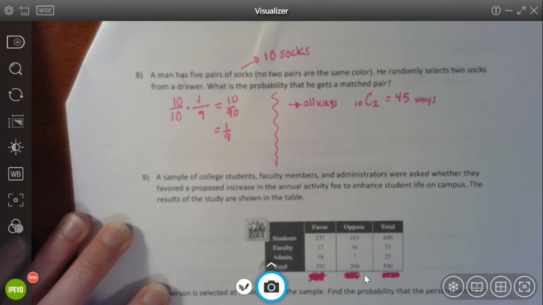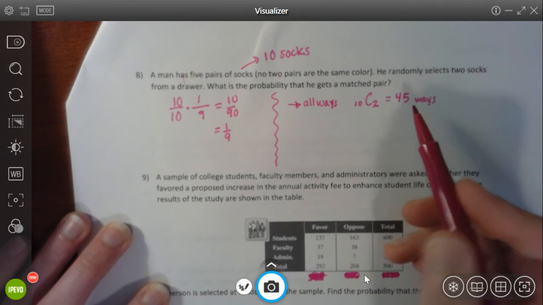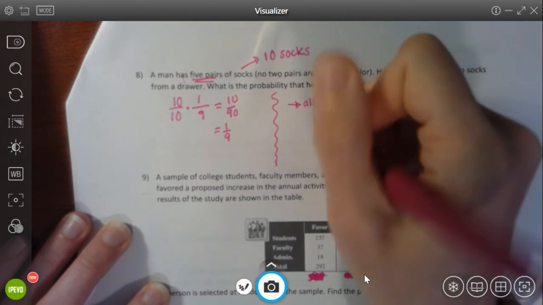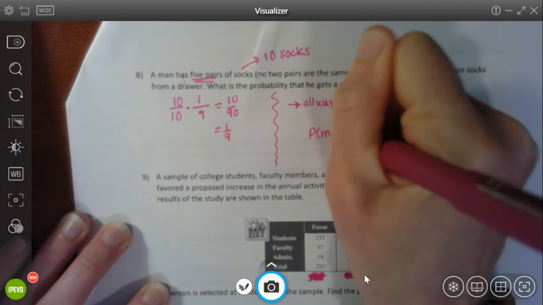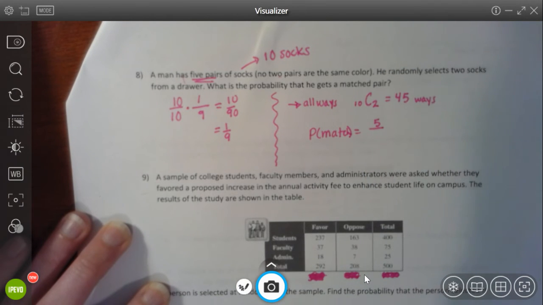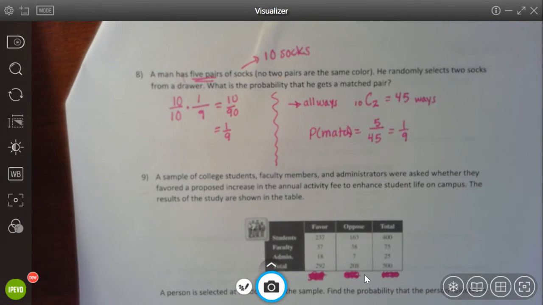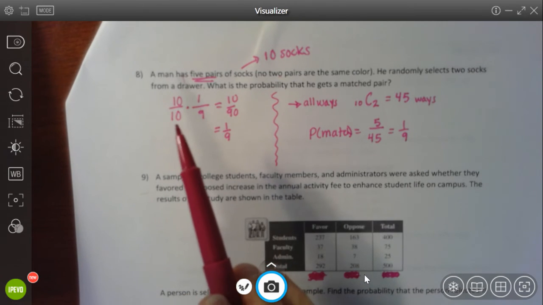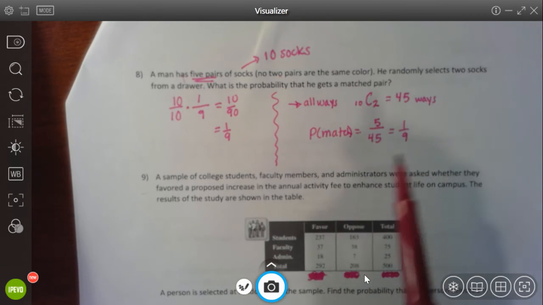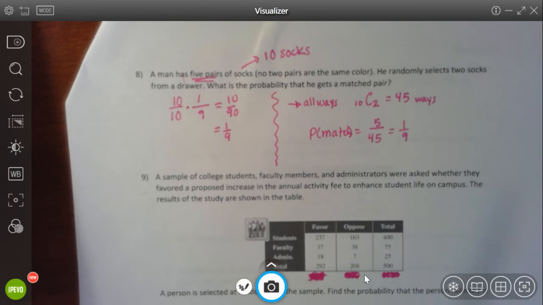But out of those 45 ways, there's only 5 pairs of socks that are actually going to match. So the probability that they match is going to be the 5 ways that actually do match out of the 45 ways that can possibly be made. And if I reduce that, once again, I'll get 1/9. Okay? So basic probability, you can do it logically. Sometimes I find it's easier to do these problems logically, but when the numbers get bigger or you have a lot of selecting to do, sometimes it makes more sense to do your combinations.